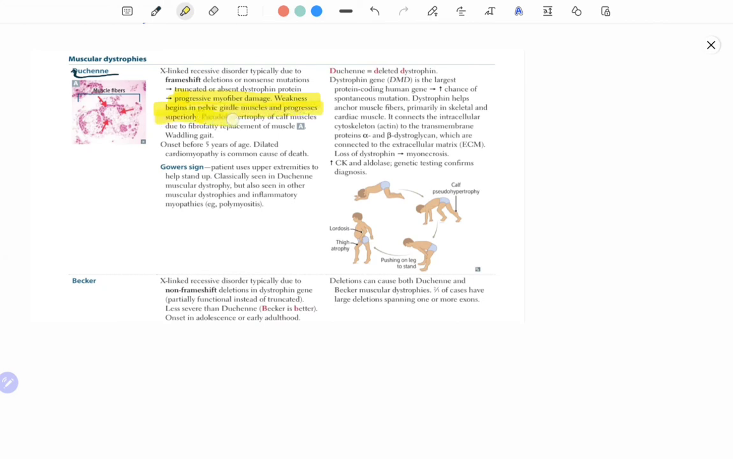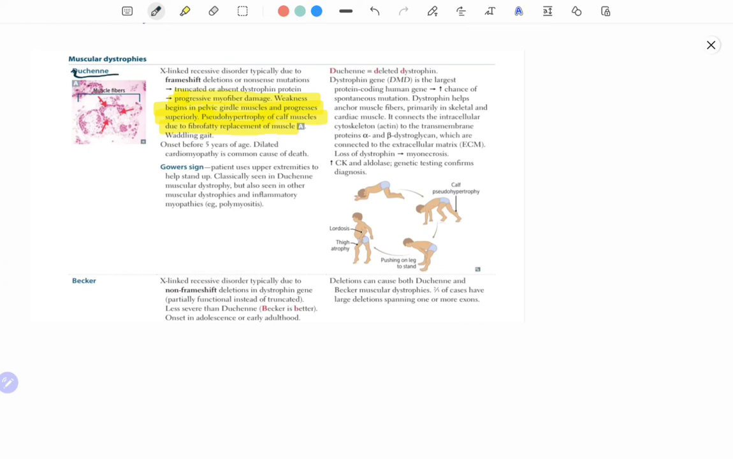What is this pseudohypertrophy of the calf muscles due to fibrofatty replacement? As we talked earlier, there is hypertrophy of the distal lower extremities. You can see here, this is the distal part. This is the calf pseudohypertrophy. You can see this is the distal lower limb, and here is the hypertrophy. Why is there hypertrophy?